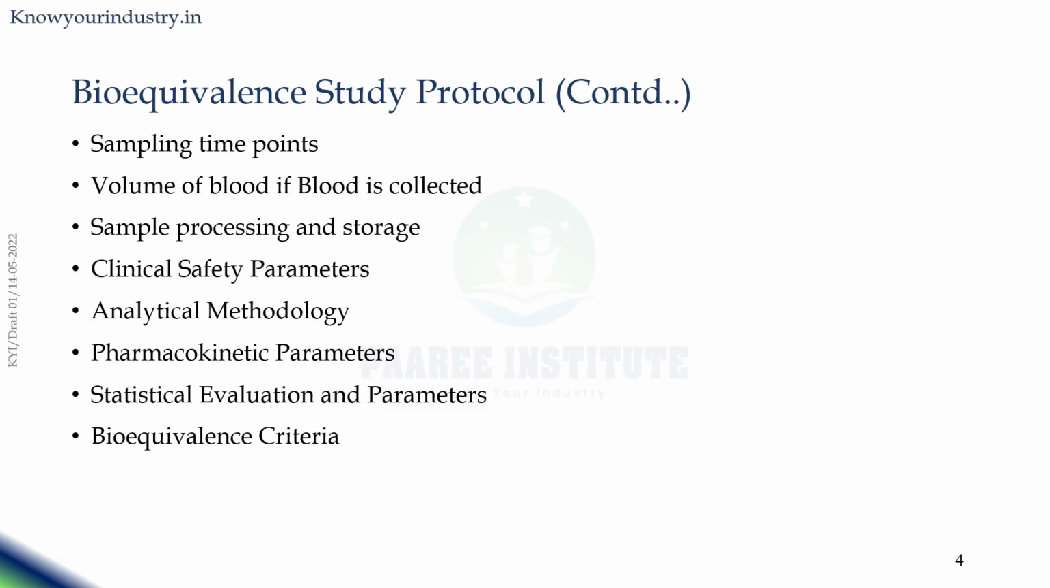It needs to be mentioned in the protocol. Then once the sample is collected, how the sample is being processed. For example, blood is collected, you have to process the sample and store the sample. For processing, you can separate the plasma from the blood or you can separate the serum from the blood. How it has to be done, that procedure needs to be defined in the protocol. Then how we are going to store, at which temperature we are going to store, -20, -40, -80, all those things need to be mentioned.